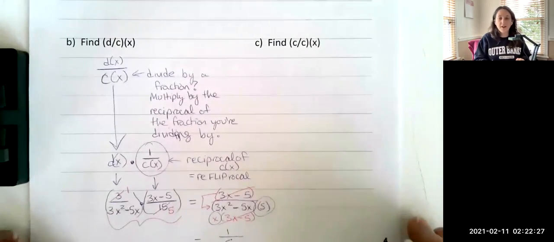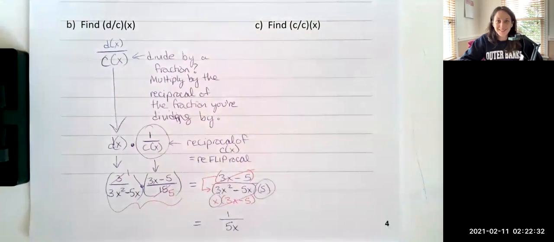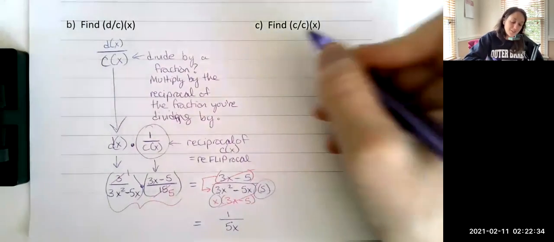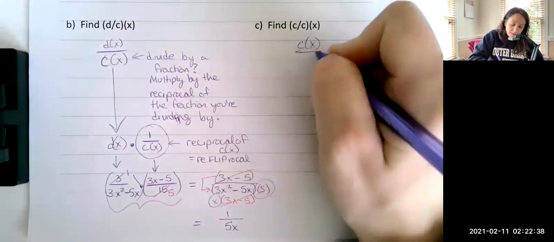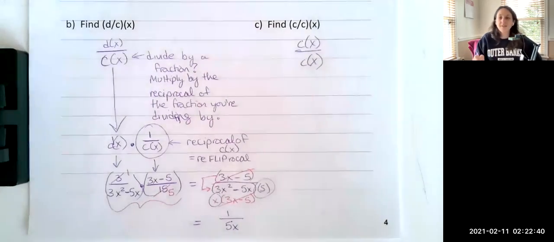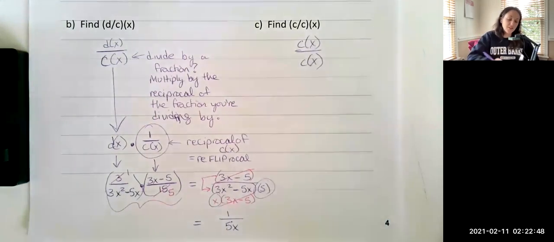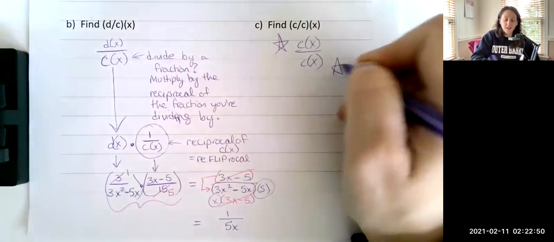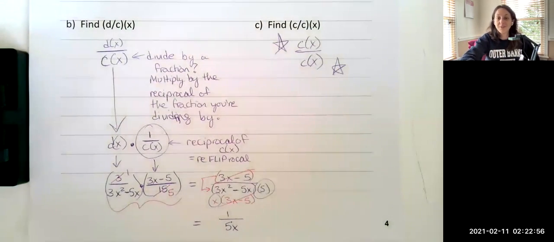Now, I'm going to go ahead and point out that example C should be super easy. All right. For example C, you're literally being asked, what is C of x divided by C of x? All right. So think about what is C of x divided by C of x, and then give me your answer on the next slide. All right, so that's what I'm looking for here. I'm looking for your answer on the next slide, and I'll see you in the next video.